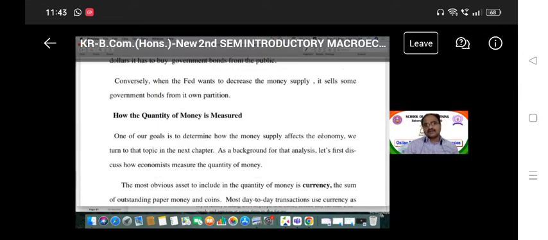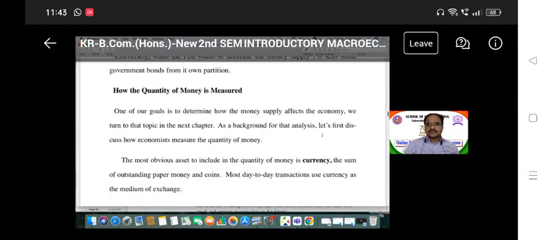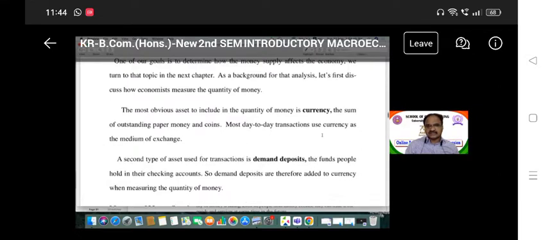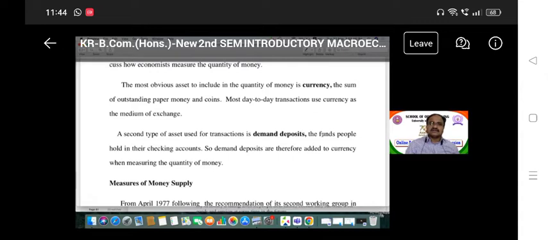What is the demand for money? The quantity of money is also called demand for money. One of our goals is to determine how the money supply affects the economy. We will turn to that topic in the next chapter. As background, the most obvious quantity of money is currency. And what is currency? The sum of the outstanding paper money and coins. That is what you can call currency, right? Most day-to-day transactions use currency as a medium of exchange.